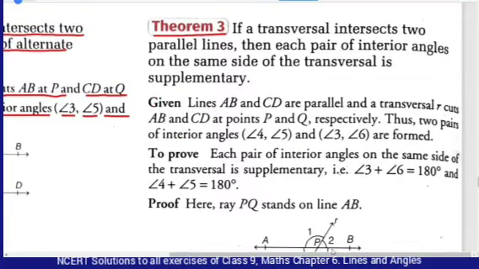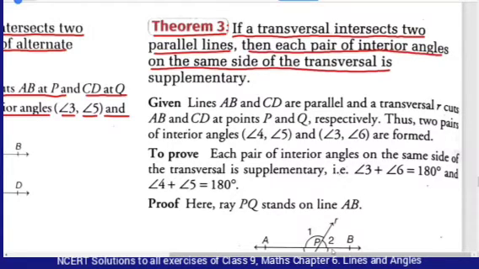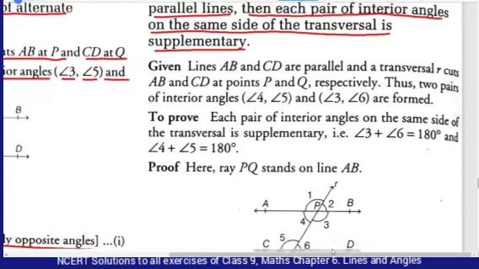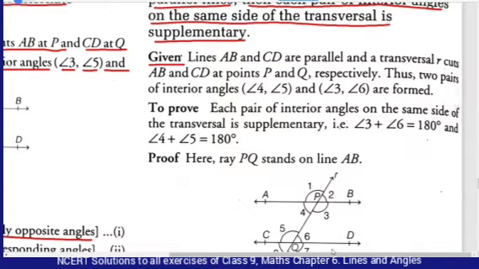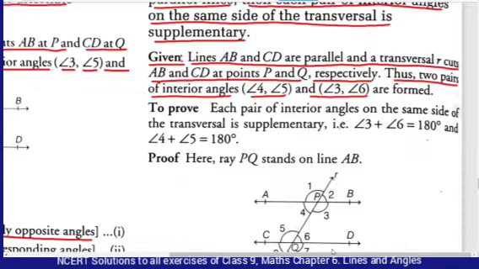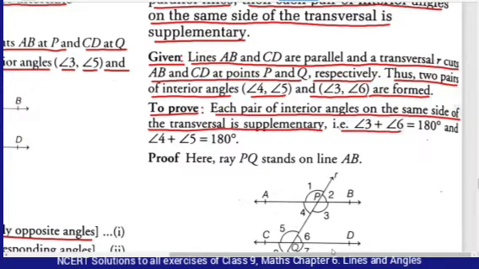Next theorem is, if a transversal intersects two parallel lines, then each pair of interior angles on the same side of the transversal is supplementary. Given lines AB and CD are parallel and a transversal R cuts AB and CD at points P and Q respectively, thus two pairs of interior angles 4, 5 and 3, 6 are formed. Here we have to prove each pair of interior angles on the same side of a transversal is supplementary.